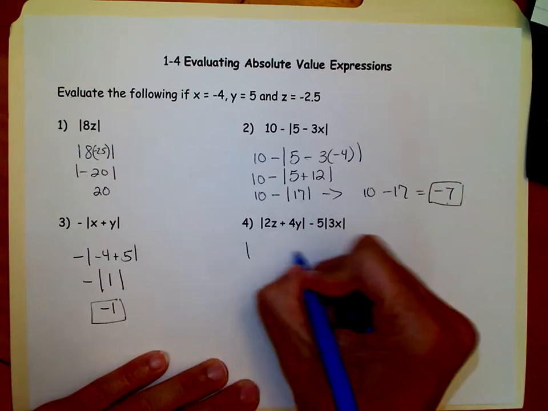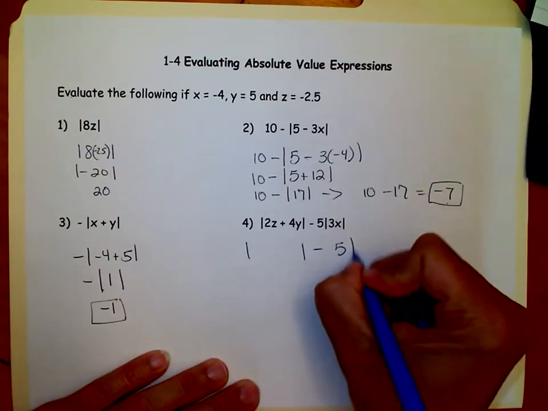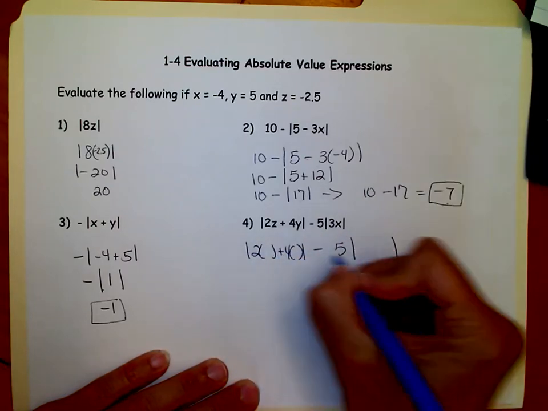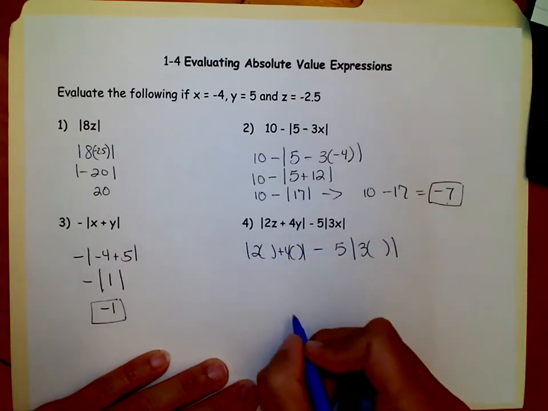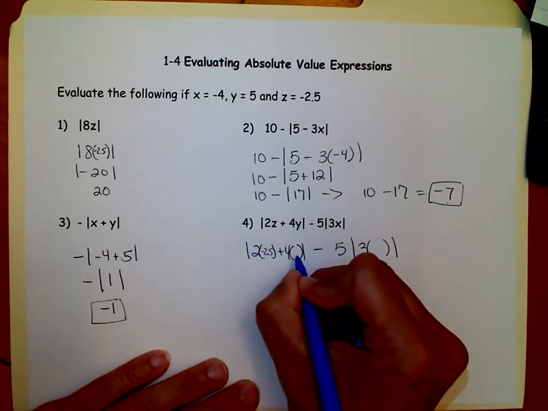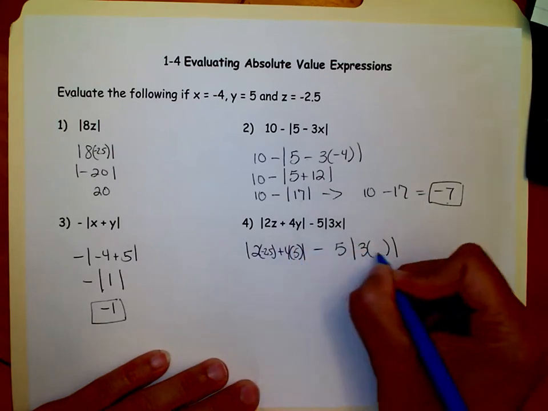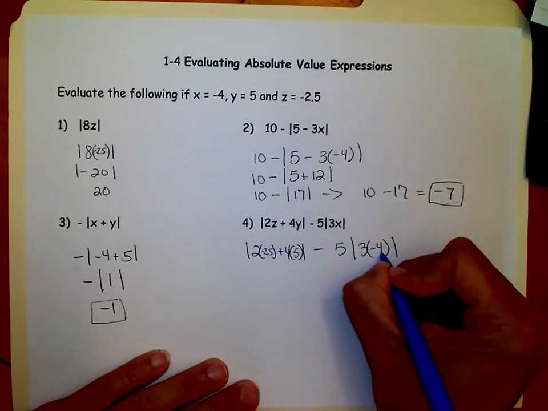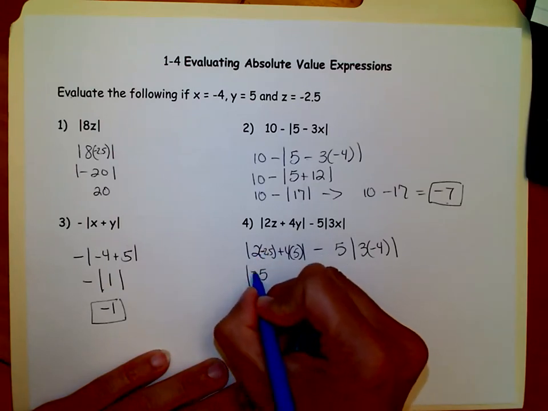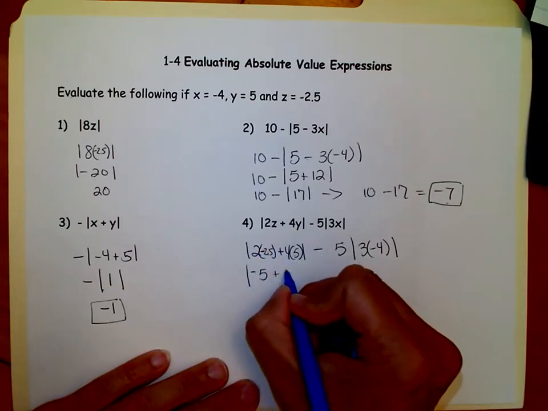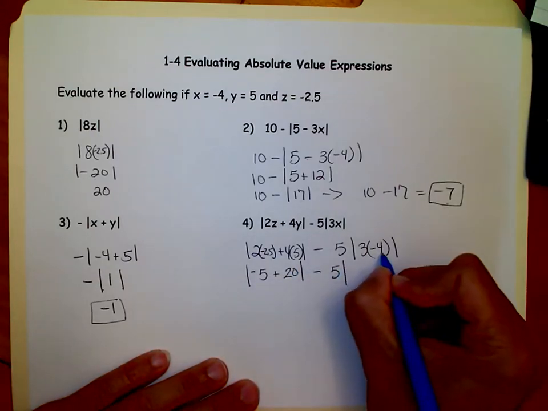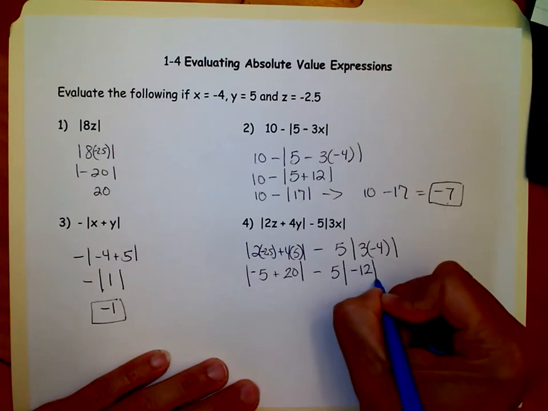And the last one, it's kind of a little more challenging. I'm going to write down the expression with parentheses so I know what to plug in and where to plug it in. Z is -2.5. Y is 5. And this is x, which is -4. So 2 times -2.5 is -5. 4 times 5 is 20. Then over here, 3 times -4 is -12.